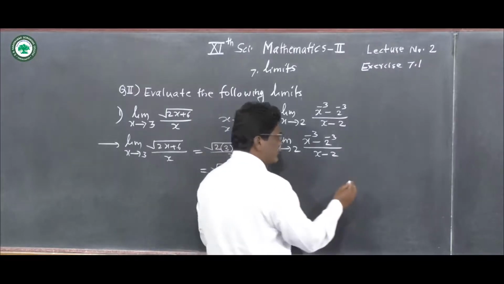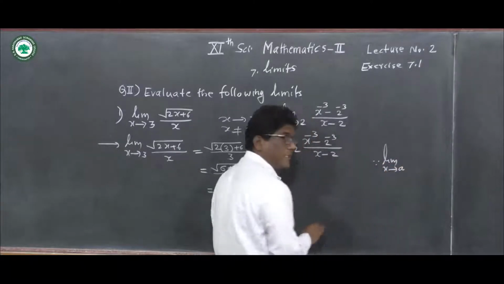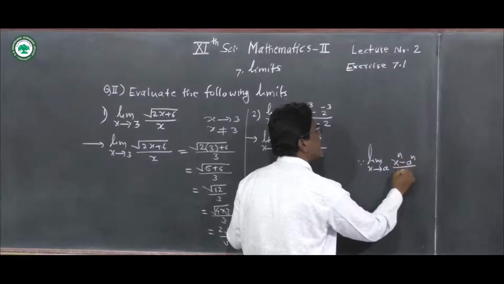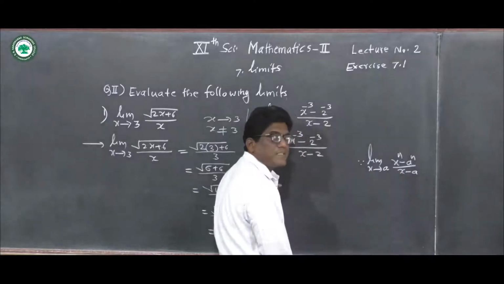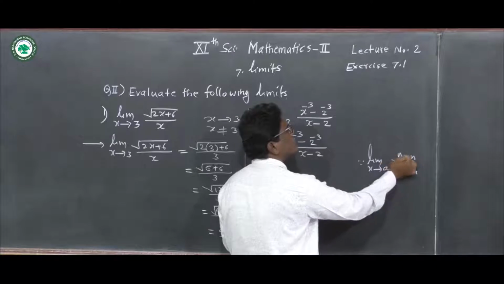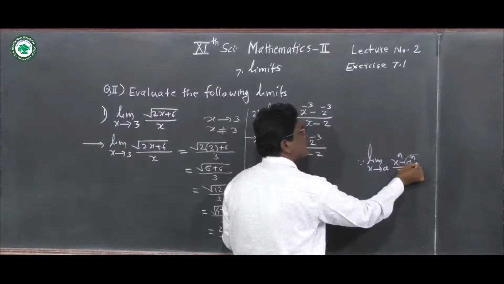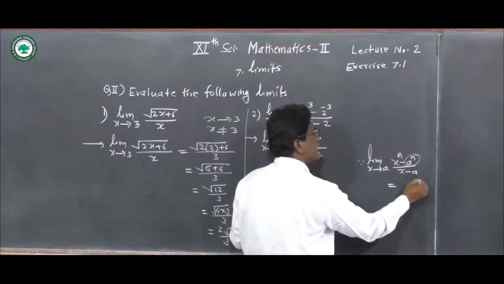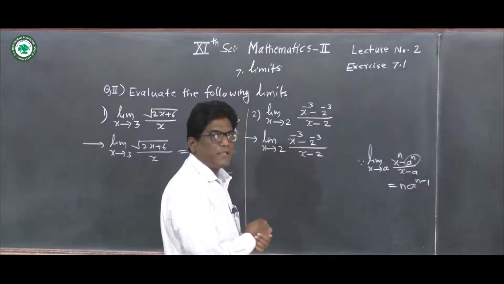We have one formula, that is limit as x tends to a of x to the power n minus a to the power n upon x minus a. Here, in the denominator is x minus a, and in the numerator is x to the power n minus a to the power n. The power should be the same. Then the solution is a to the power n, where we take this n and subtract 1, so n into a to the power n minus 1.